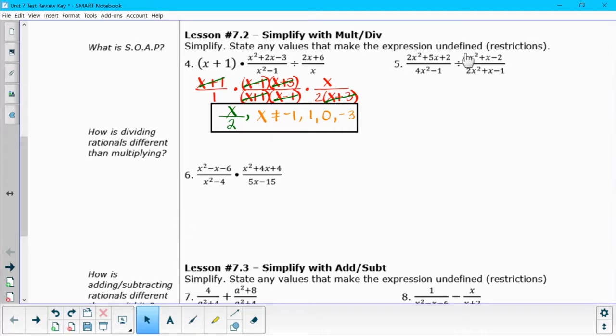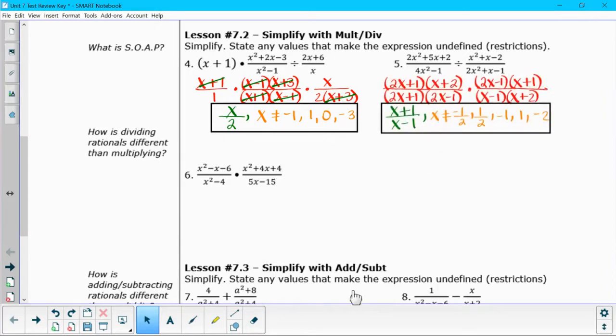Now for number 5, we do have another one of those keep, change, flip problems. So I'm going to factor everything and I'm going to keep, change, flip while I'm at it. Now you do have to be careful with some of these factorings because you do have to split the middle term for them. Now we are just going to go in and we are going to cancel out. Again, make sure that you state your undefined values before you start canceling.